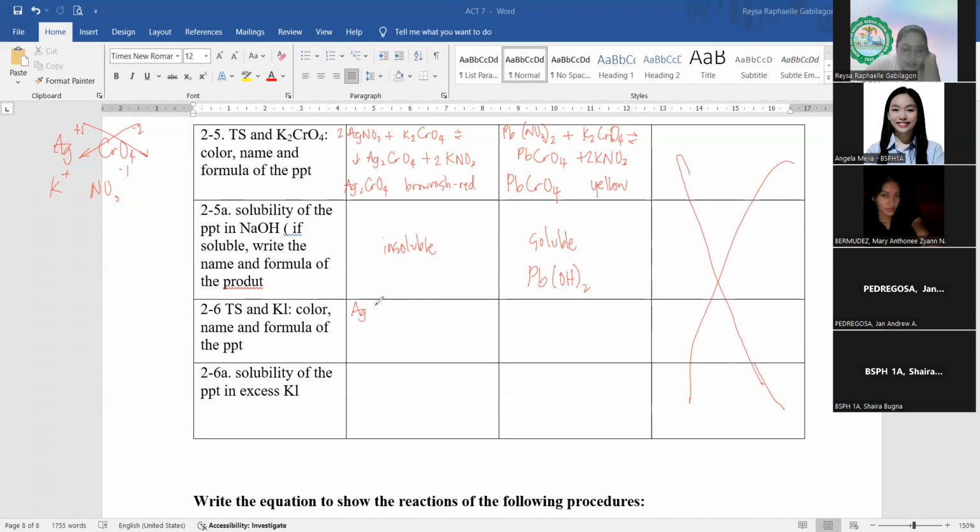AgNO3 plus, this time the reagent is potassium iodide. So exchange partners, Ag partners with iodide. Both of them have positive 1 charge, so no need for the crisscross. And then what is left is K and the nitrate. This is already balanced, but the precipitate is silver iodide. I mentioned this earlier. It's a yellow curdy precipitate.